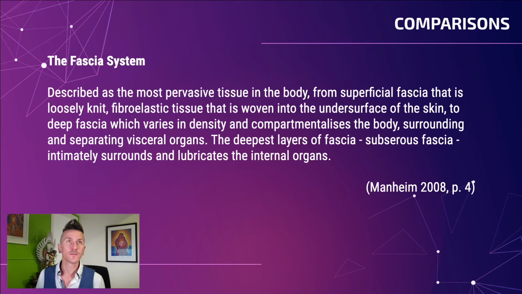Then the fascia system, described as the most pervasive tissue in the body, from superficial fascia that is loosely knit, fibroelastic tissue that is woven into the undersurface of the skin, to deep fascia, which varies in density and compartmentalizes the body, surrounding and separating visceral organs. The deepest layers of fascia, subserous fascia, intimately surround and lubricate the internal organs.